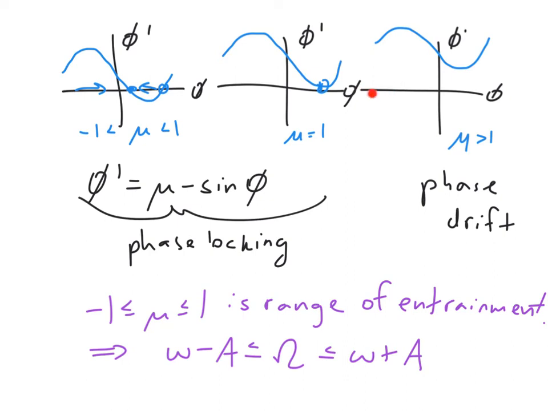And then once we no longer have a fixed point, we're in this situation of phase drift, where the relationship between the two oscillators is changing over time and is very much drifting. And so the range of entrainment is this range where there's a fixed point and we have phase locking. And so that's the range where -1 is less than or equal to mu is less than or equal to 1. And that corresponds to this kind of condition on the reference frequency. So if the reference frequency is within some band in relationship to the set frequency, we're going to have entrainment.